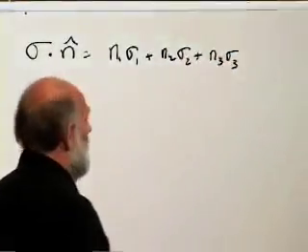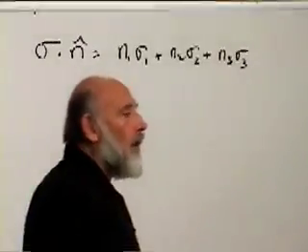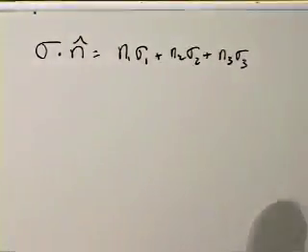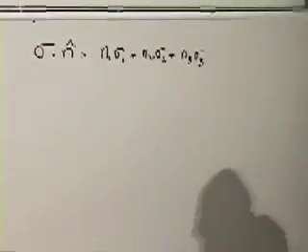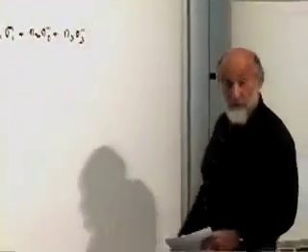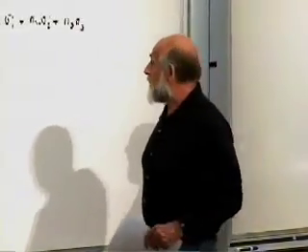But now each of the sigmas is itself a matrix. The n's are just numbers, the direction cosines of some direction. But the sigmas are matrices. And so this whole thing is itself a matrix, or an operator, if I want to be technically correct, a linear operator. But let's just think of them as matrices.